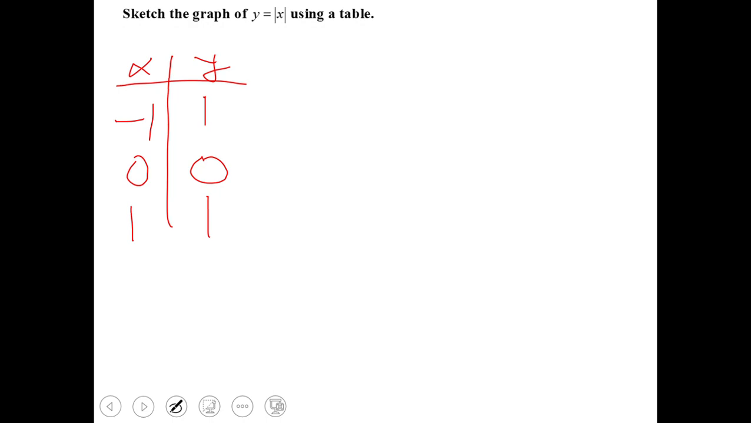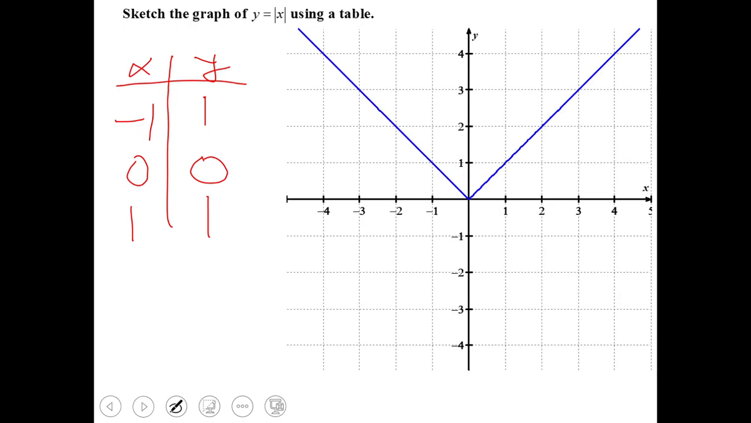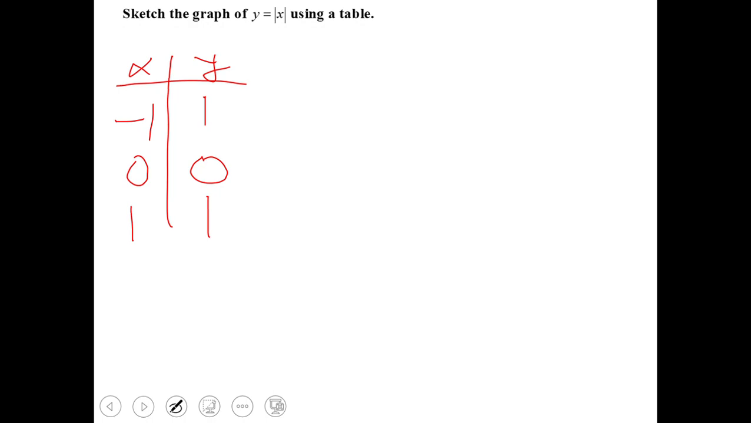So now we're going to graph these 3 points. 0 and 0, 1 and 1, 1 right, 1 up, -1 and 1, 1 left, 1 up. And ladies and gentlemen, this is the graph of absolute value of x. This is the parent graph of all absolute value.